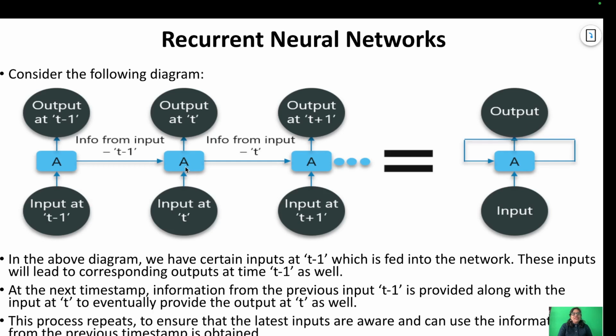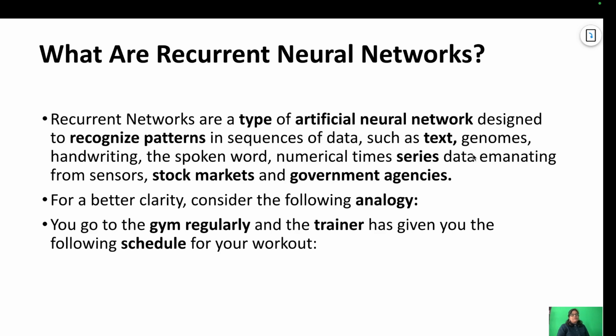In the same way, at every time step we pass the hidden state output of the previous state to the next state to capture the sequential memory of all words or inputs in a given sequence. The diagram is shown in a recurrent manner, so it is called a recurrent neural network. Now what are recurrent neural networks? Recurrent neural networks are a type of artificial neural network designed to recognize patterns in sequences of data such as text, genomes, handwriting, spoken words, and numerical time series data emanating from sensors, stock markets and government agencies.